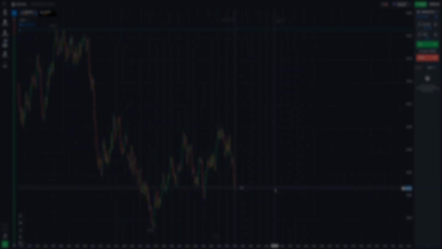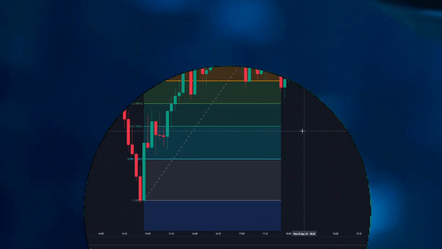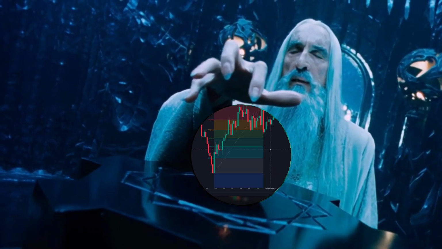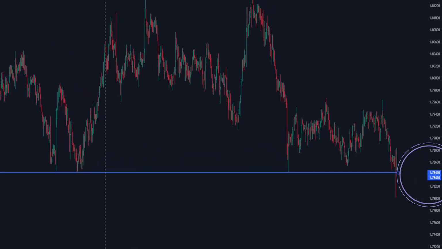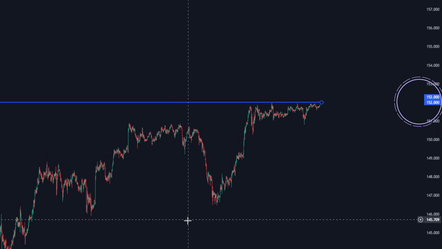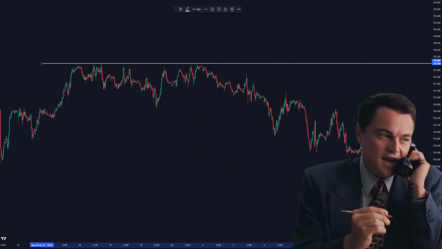Also, levels can be either predictable or unpredictable. Predictable levels show up for clear, understandable reasons. Here are some common examples. Round price numbers, like 1.5 instead of 1.452. People naturally set orders around these numbers because it's psychologically easier.